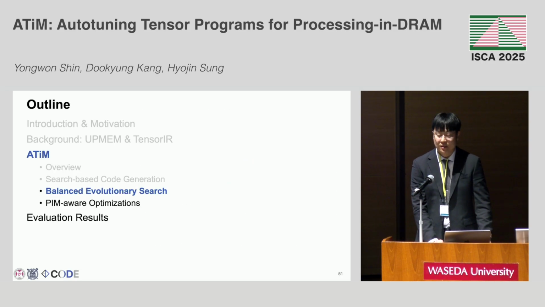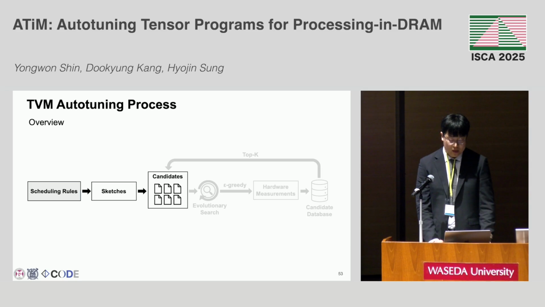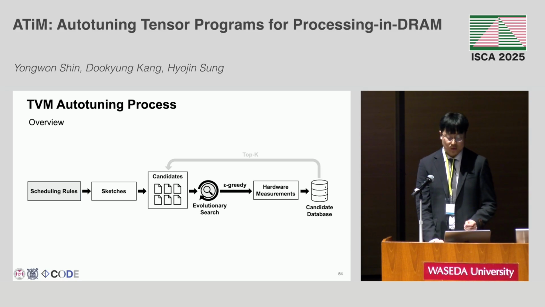Now, I will show how balanced evolutionary search improves TVM's autotuning process for UPMEM. Here is a quick overview of the autotuning process. First, candidates are sampled from sketches, and they are evolved through evolutionary search. Lastly, for the next tuning iteration, top K candidates are selected from the database.